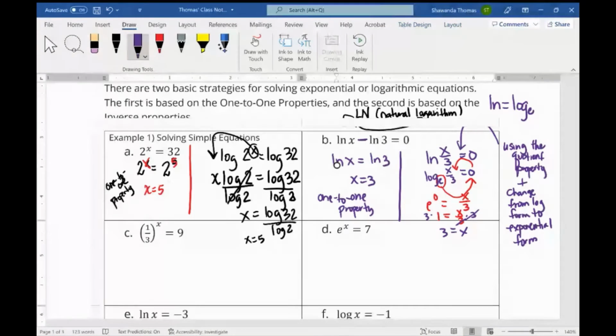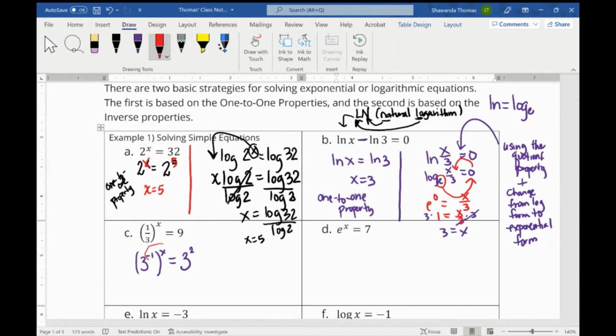Let's go to C. 1/3 to the x power equals 9. So we already know that 3 and 9 have common factors, right? 9 has a factor of 3. But we want the base to be the same. We want the base to be 3 on both sides. So 1/3 is 3 to the negative 1, right? Because 1/3 is the same thing as 3 to the negative 1. And 9 is the same as 3 squared.